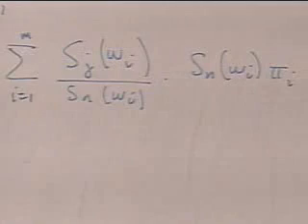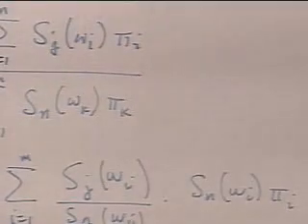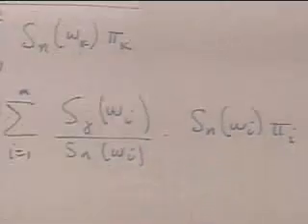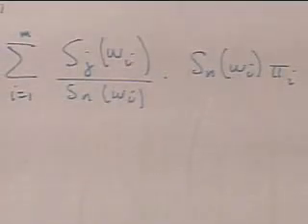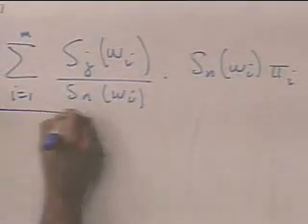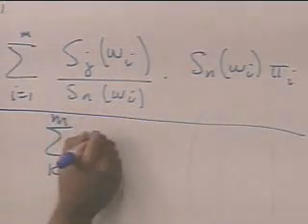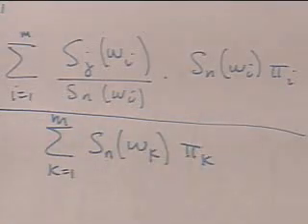The denominator I'm going to write back again. So far all I'm doing is I took the numerator, which was this expression, Sj of omega I times pi I, and I divided by Sn of omega I and multiplied by Sn of omega I. Nothing happened. These two will cancel, I'll get back the same thing. But I'm allowed to do this because I know that Sn of omega I is strictly positive. And then now I divide by the denominator, which is k going from 1 through m of Sn of omega k pi k. All right?